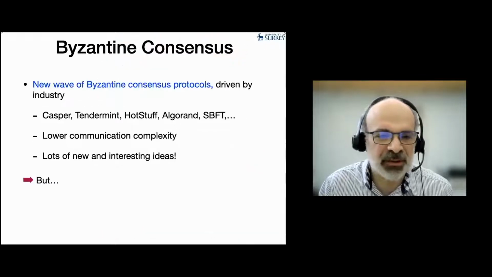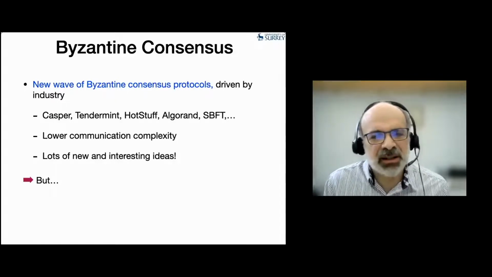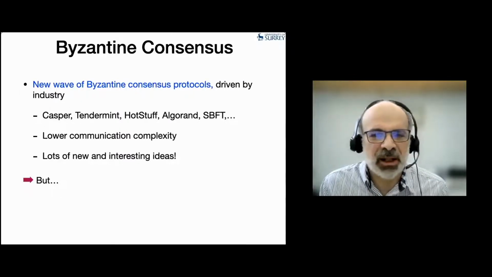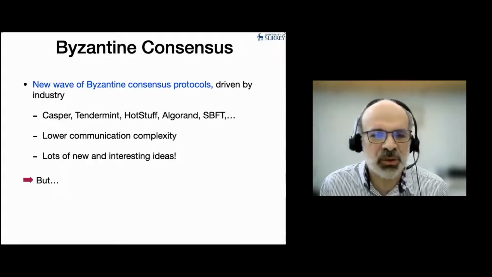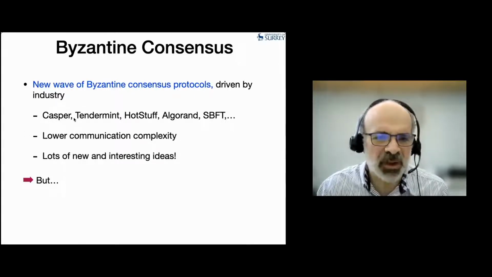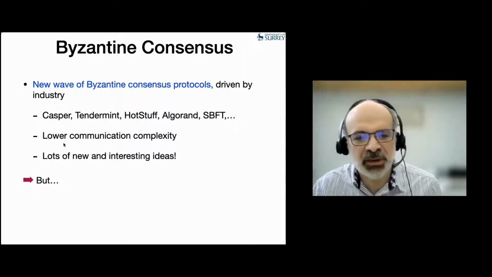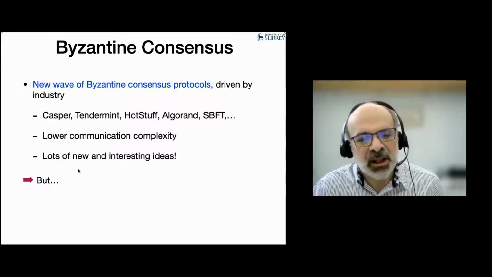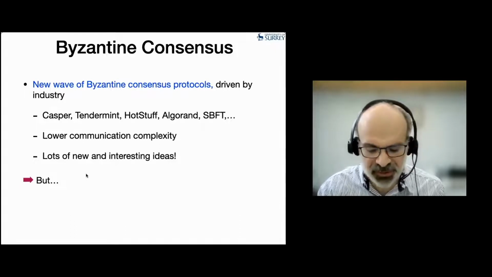And so people started thinking about how to actually improve the classical protocols, and that led to a new wave of Byzantine Consensus protocols, and much of the development here has been driven by industry. Here are some examples. You can see these systems address many limitations of more classical approaches, such as lower communication complexity, among other things, and many other new and interesting ideas.